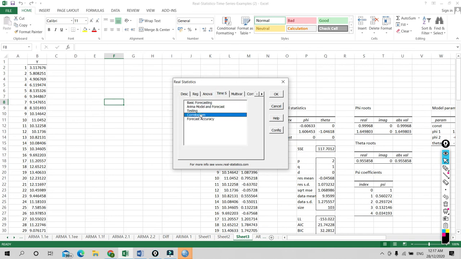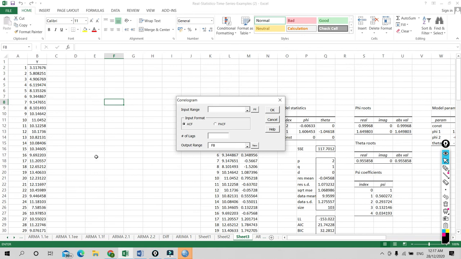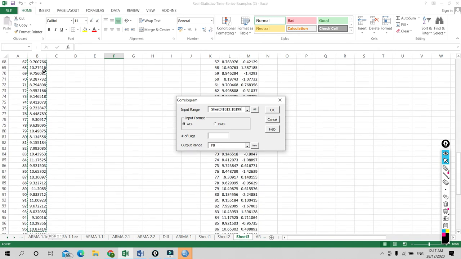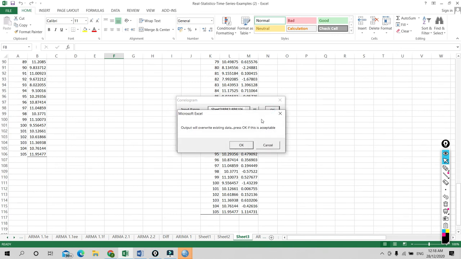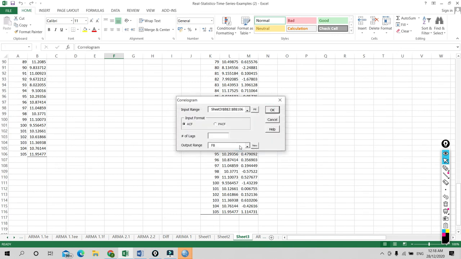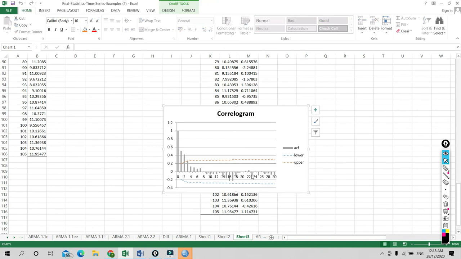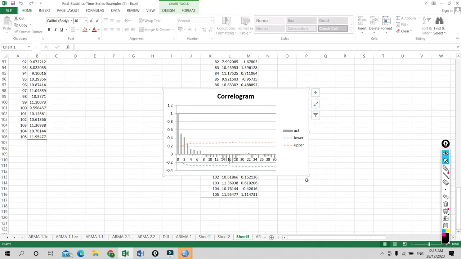I want to test a correlogram, so the range of data here. You can also plot a correlogram here. Correlogram: then input the ACF range, output ACF, range ACF, and the number of lags. So just put okay now. Okay, these are correlograms. You can draw a correlogram, ACF, and so on and so forth.